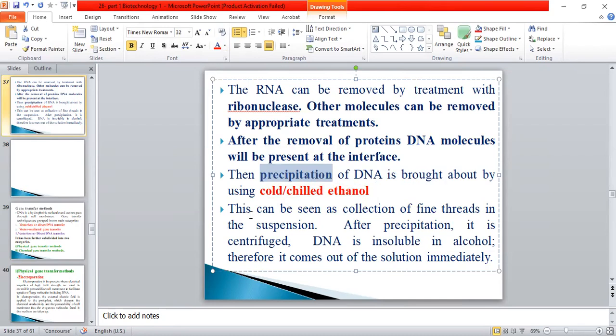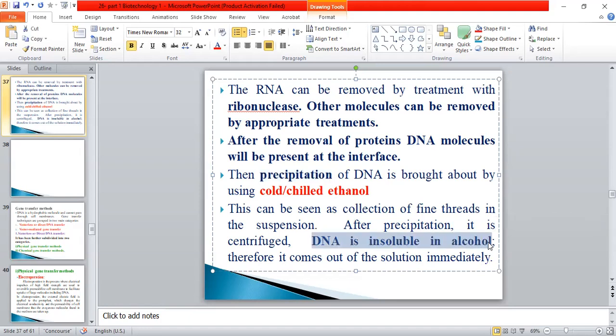This can be seen as a collection of fine threads in the suspension. After precipitation, it is centrifuged. DNA is insoluble in alcohol, that's why we are using ethanol. Therefore, it comes out from the solution immediately. Sometimes they may ask a true or false question.